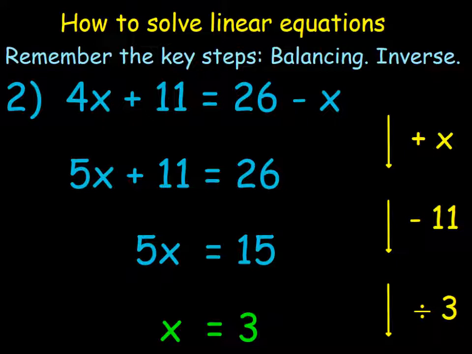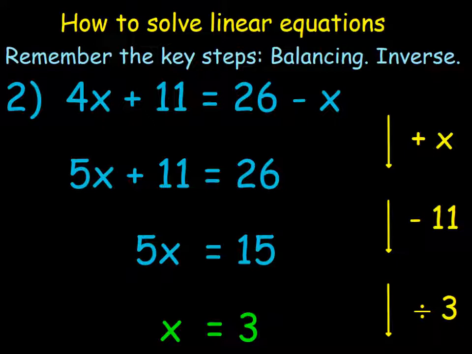That means we need to move the minus x from the right hand side. To move minus x, you do the inverse, which is plus x. That leaves us with 4x plus x, which is 5x. So we have 5x add 11 equals 26.